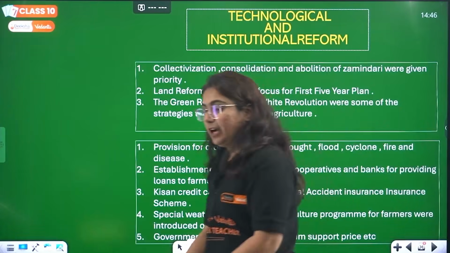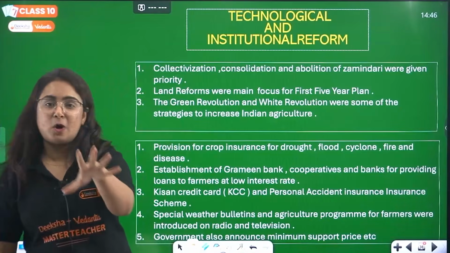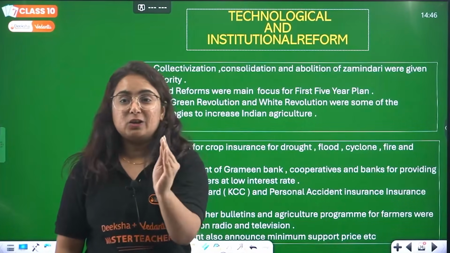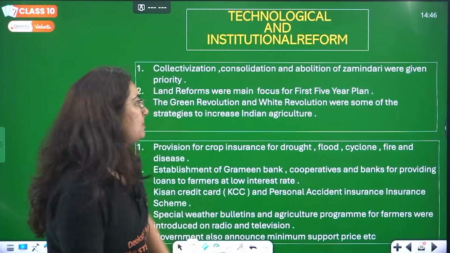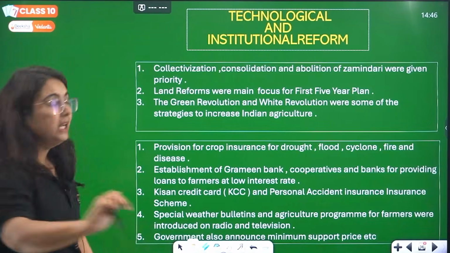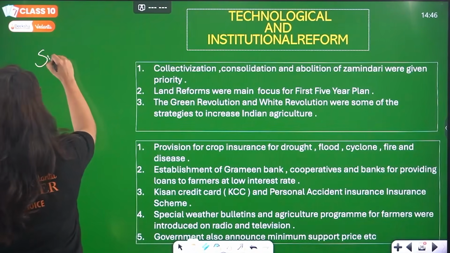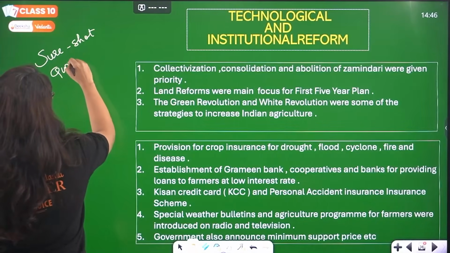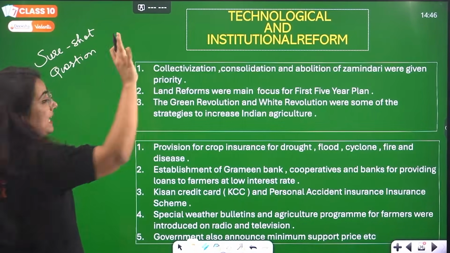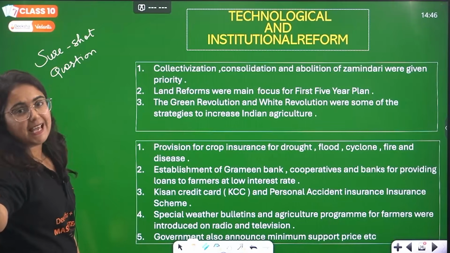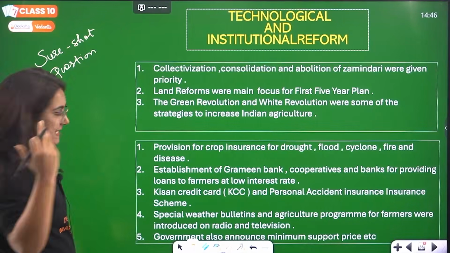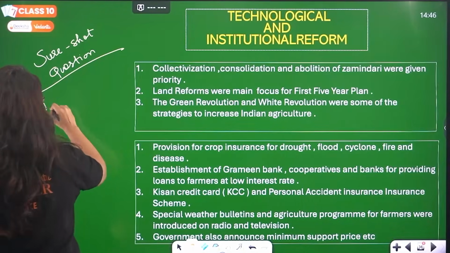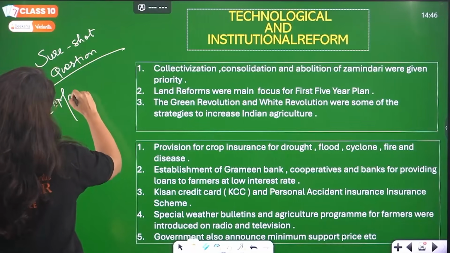And finally, we are moving towards the last topic of this chapter, that is technological and institutional reforms. Write it in your copy that this is a sure short question. Right? Write it in your copy. This is a short question. You can pick any of the previous year questions and see and make me wrong.